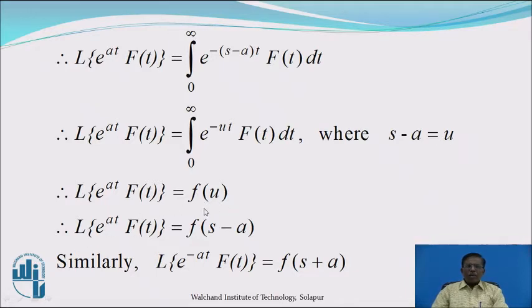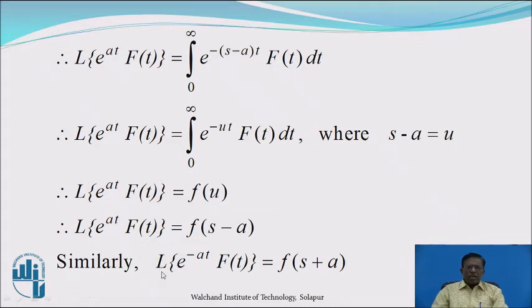Now substitute the value of u as s minus a, which is assumed. Therefore, Laplace of e^(at) into f(t) is equal to F(s minus a). What it means? It means that to find Laplace transform of e^(at) into f(t), simply we replace every s equal to s minus a in the Laplace transform of f(t).